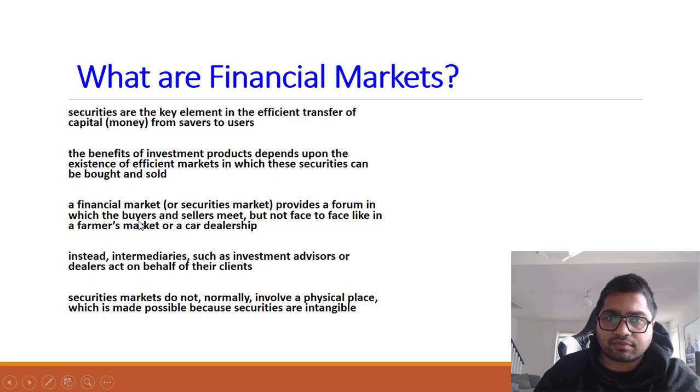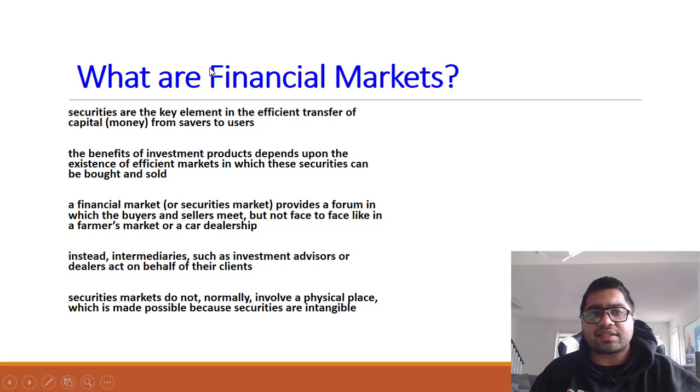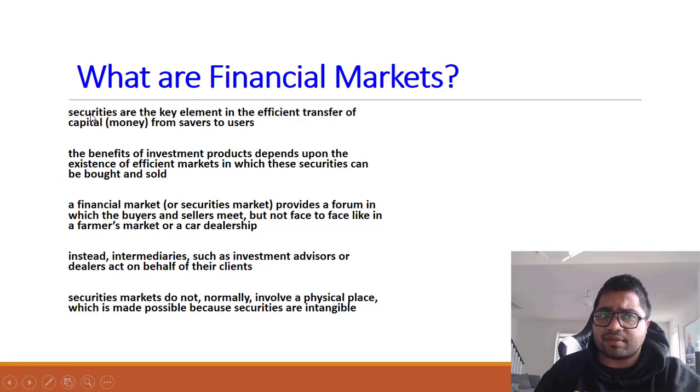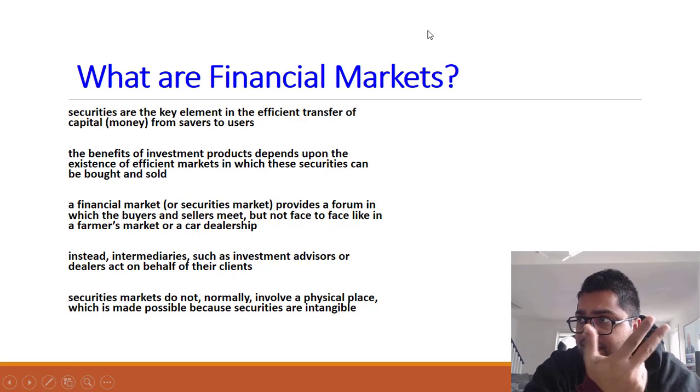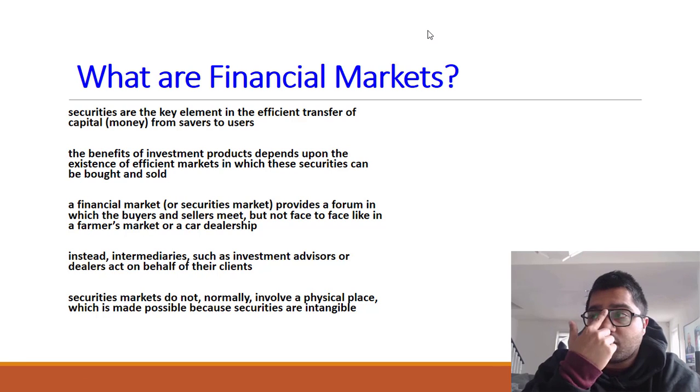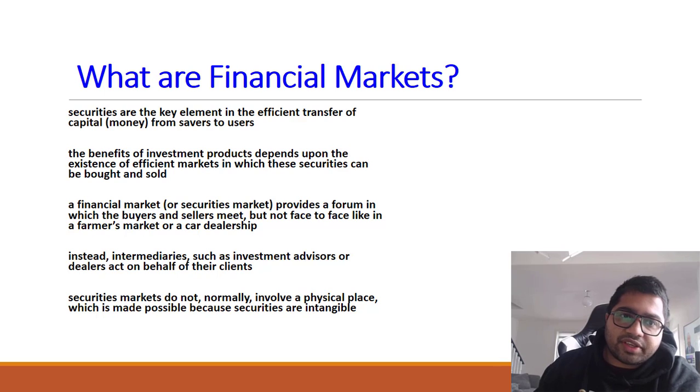Okay. Next, what are financial markets? All these instruments that we have discussed, like stocks, bonds, and funds, have to trade somewhere. So a financial market is a place where trading happens. Securities are a key element in the efficient transfer of money from savers to users. The benefit of investment products depends on the existence of an efficient market in which these securities can be bought and sold.